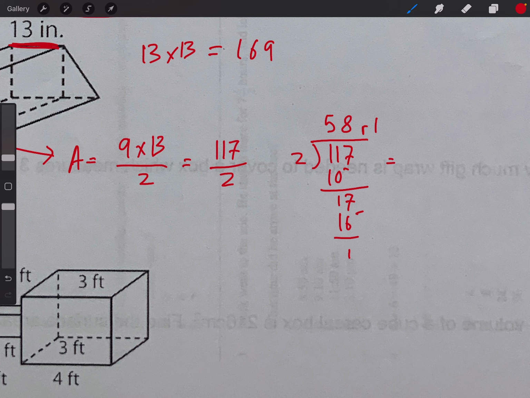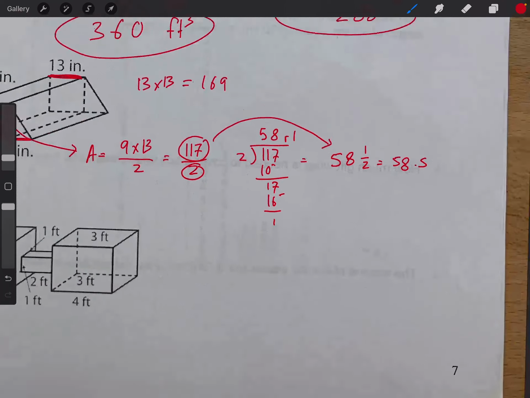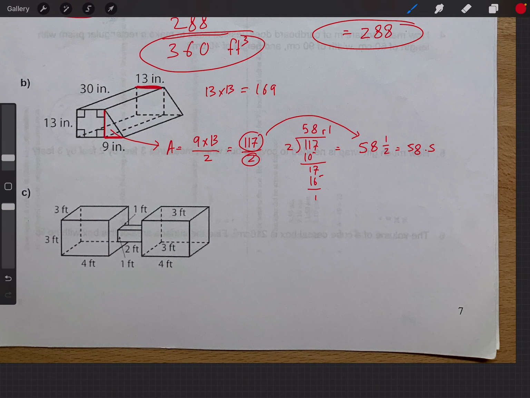So that means when you take this top number divided by this bottom number, when we go from an improper fraction to a mixed numeral, you're going to get 58 and remainder 1 on 2. So that means 58.5. Alright, so now we have the cross-section area. Actually, that's the area of the triangle. The cross-section area is a combination of the area of the square plus the area of the triangle.